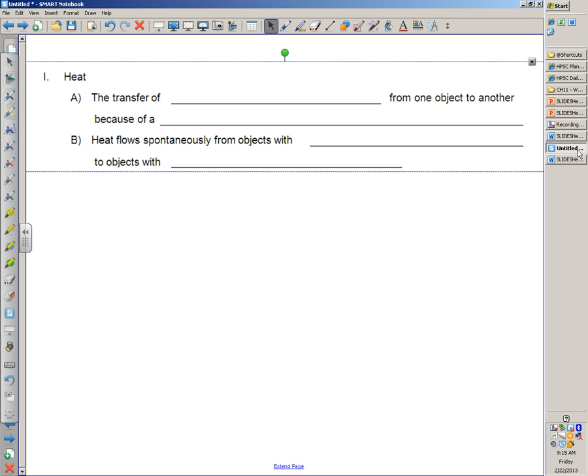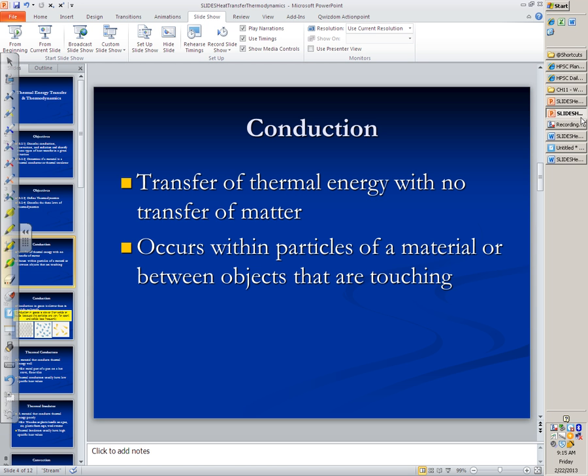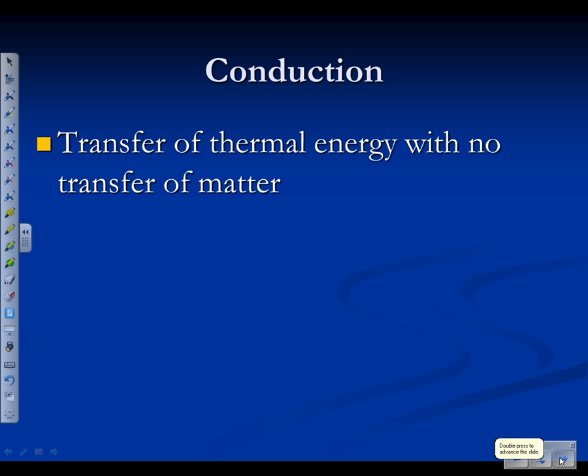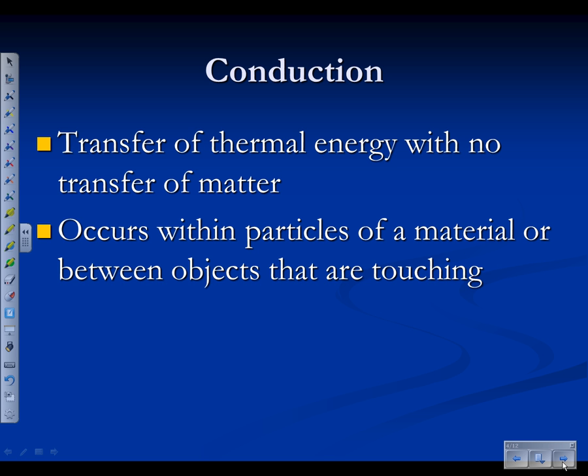Okay. How does it happen? First, conduction, defined as the transfer of thermal energy with no transfer of matter. So everything stays where it is, but we get the energy from one place to another. Conduction occurs within particles of a material or between objects that are touching.